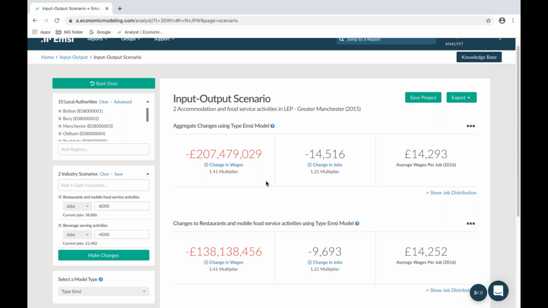So we've run that, and then what you've got over here is we're looking at aggregate changes using the MZ model. And then you can see the immediate impact there in terms of wages, with over 2 billion, which is obviously significant. You'll see there's a multiplier there of 1.41. So that's part of that mathematical model, is that there's a multiplier that calculates what the impact is in regards to wages. If we expand on the change in wages, we'll be able to look at that in a bit more detail.